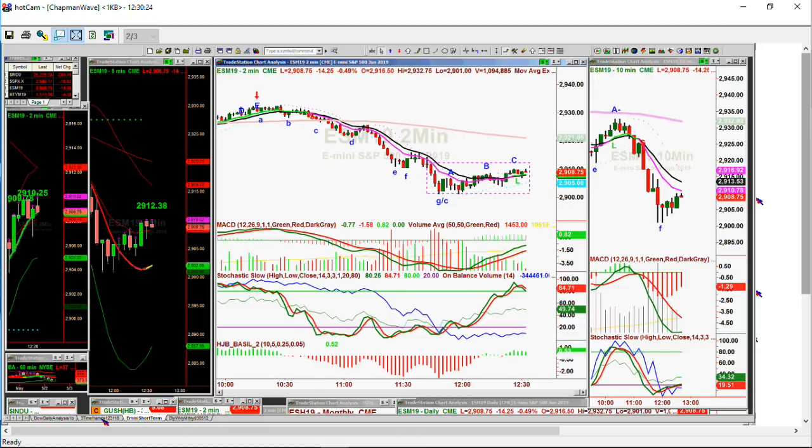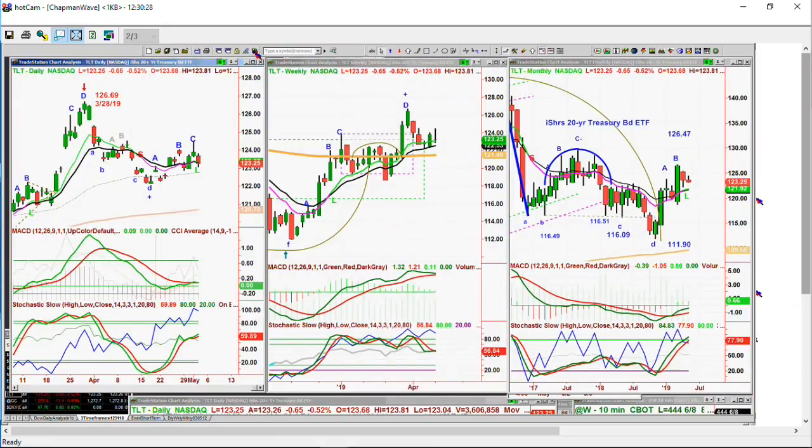Okay, let's get to the nitty-gritties here. We're looking at the TLT. Now, I should not be surprised because it's happened here many times before this year. In other periods, for years and years, it didn't work this way, but it has happened recently. And that is the TLT.